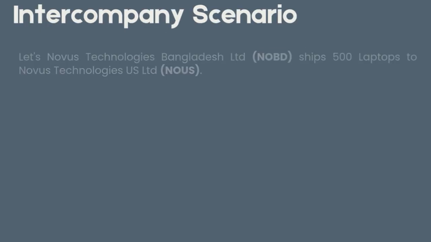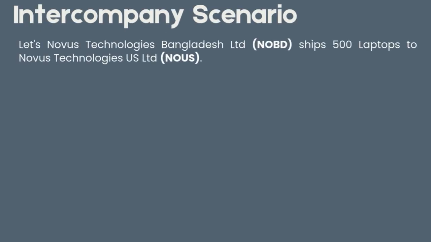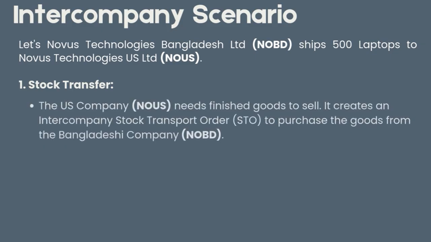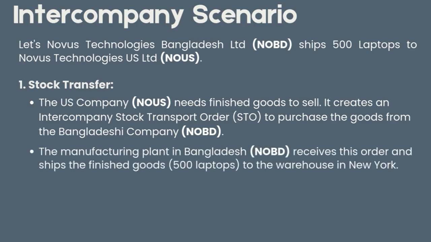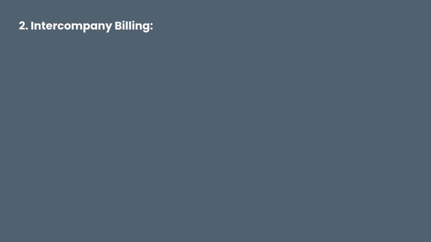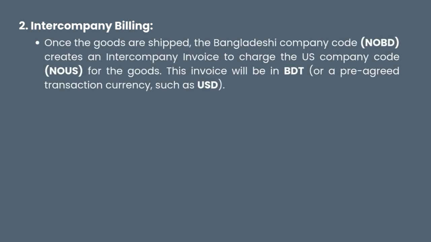Intercompany scenario. Let's say Navis Technologies Bangladesh Limited ships 500 laptops to Navis Technologies US Limited. Stock transfer. The US company needs finished goods to sell. It creates an intercompany stock transport order to purchase the goods from the Bangladeshi company. The manufacturing plant in Bangladesh receives this order and ships the finished goods to the warehouse in New York. Intercompany billing. Once the goods are shipped, the Bangladeshi company code creates an intercompany invoice to charge the U.S. company code for the goods.